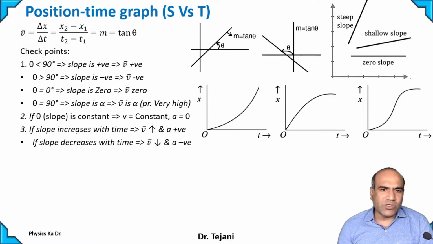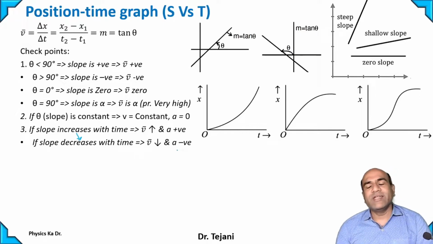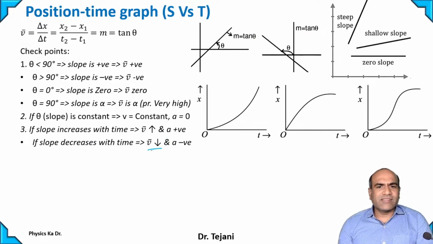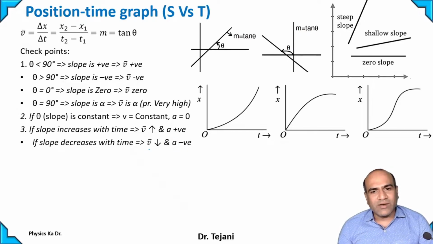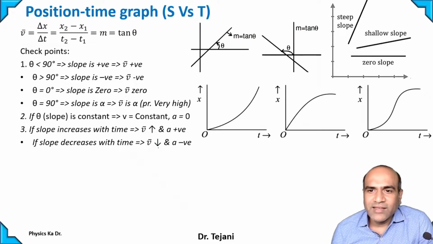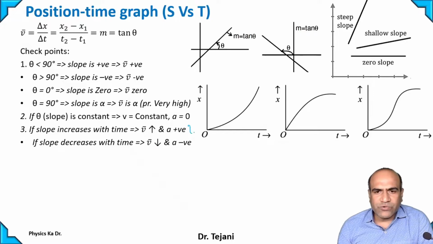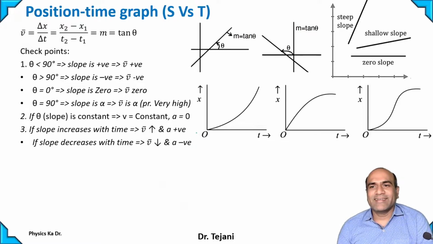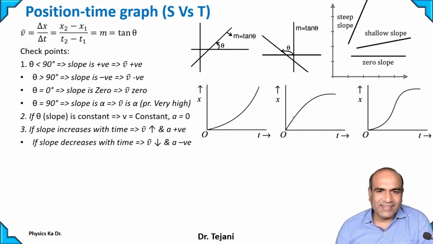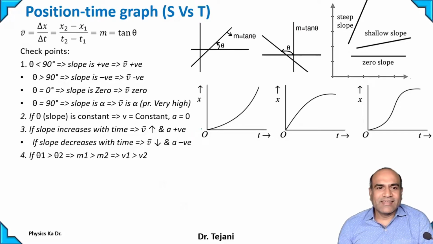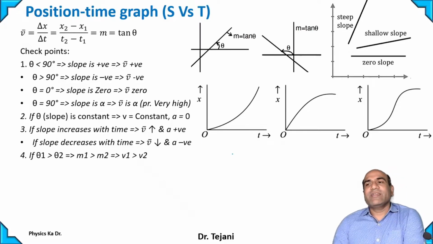The opposite is also true. If slope decreases, velocity decreases, and there is a negative acceleration. Acceleration should be negative. If there is a retardation, then only velocity decreases. We understand that very well. So these two you have to remember. Then what next? Then we can compare here.